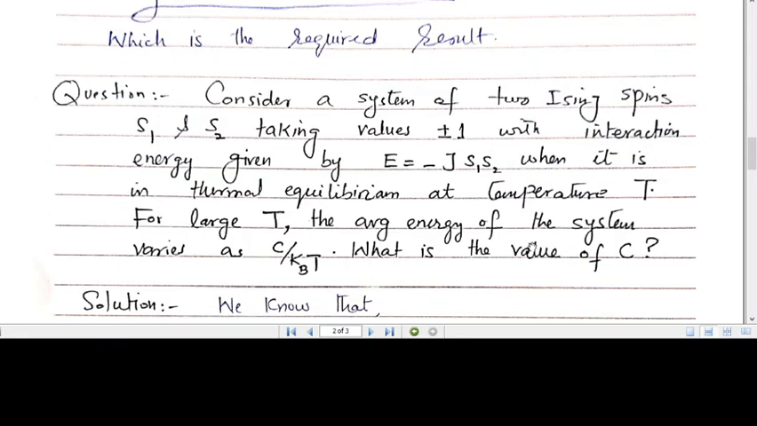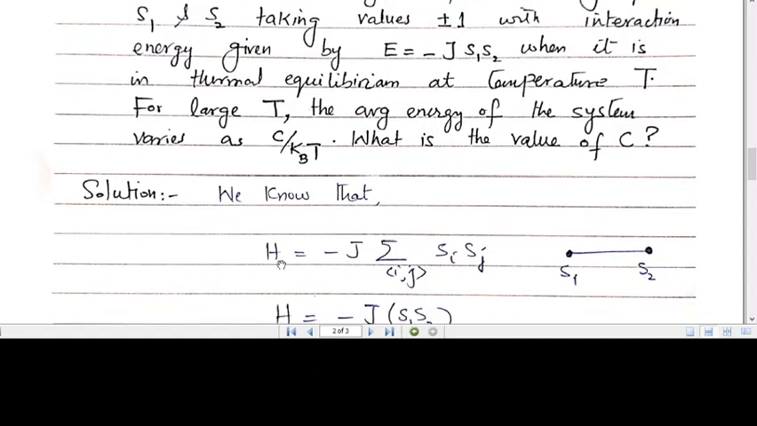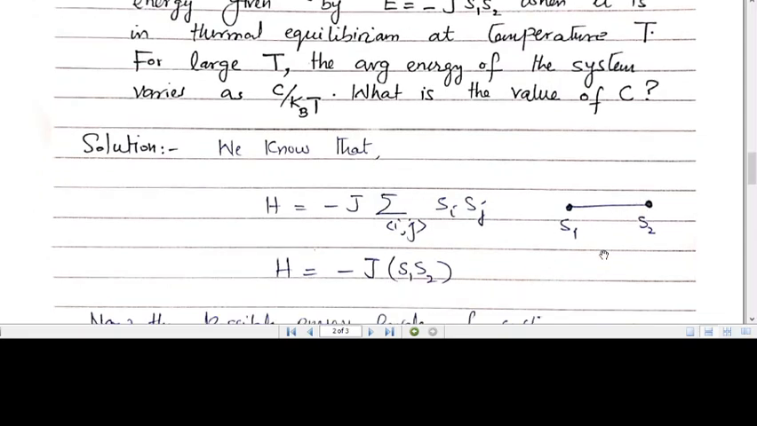What we are given in this question is two spins. We are asked to find the average energy of this system, which is in thermal equilibrium at temperature T, and then from that expression we will find the value of the constant C. Since there are only two spins and no applied magnetic field, the Hamiltonian will only have the first term, the Heisenberg exchange interaction, equal to minus J summation over ij of Si Sj. So you will have the interaction between only these two spins, minus J S1 S2.